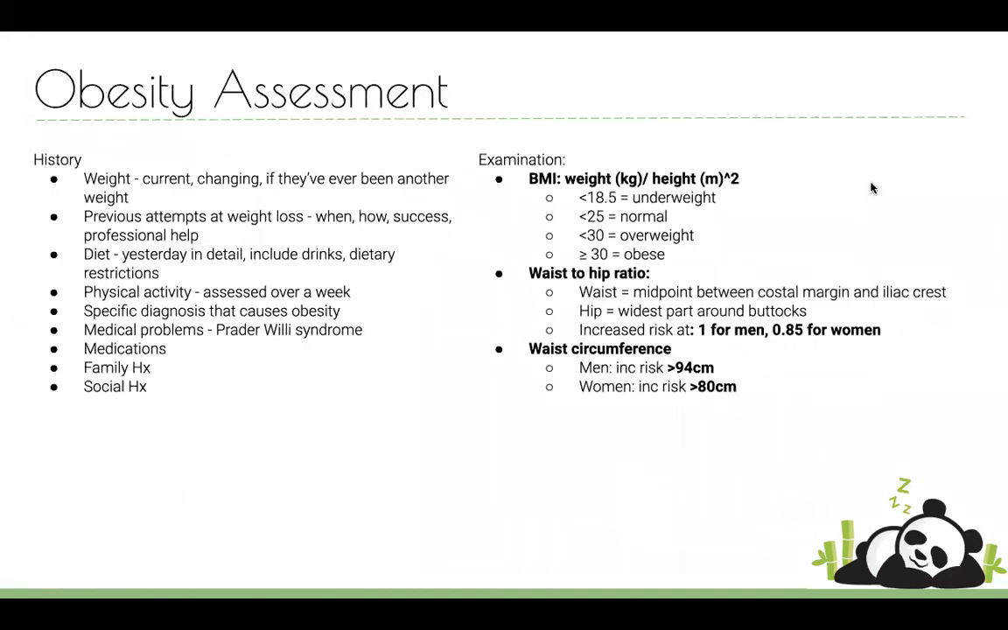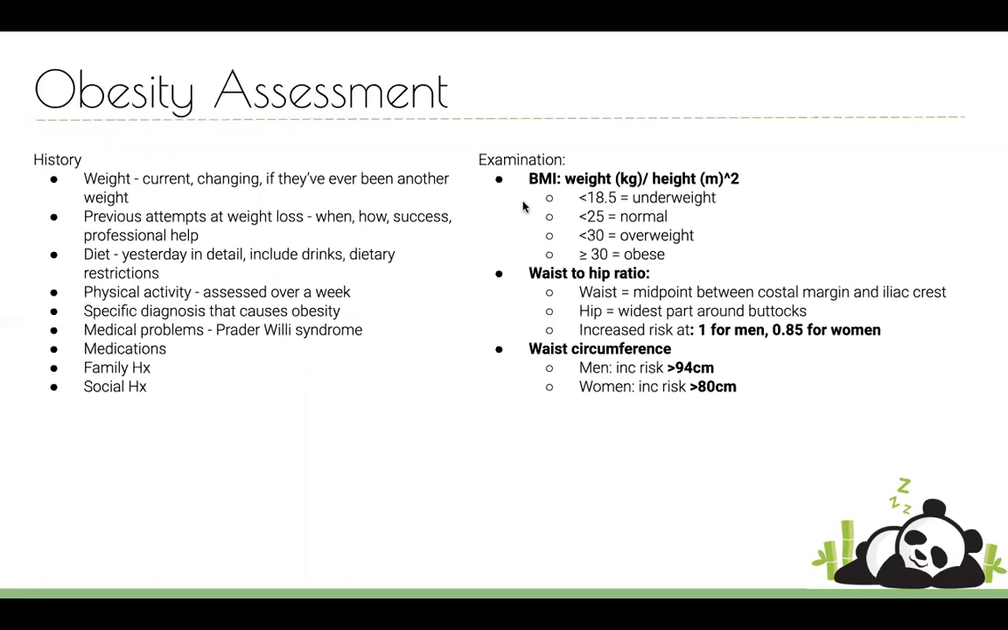Other than that, you can have an OSCE, if you have OSCEs, on an obesity assessment. So if they ask you to take a history, make sure you talk about weight, their current weight, whether it's changed, whether they've ever been another weight and that's changed recently. Previous attempts at weight loss, when it was, how successful, did they get professional help? Diet, so you need quite a detailed diet history. Yesterday in detail, include drinks, dietary restrictions, and then assess physical activity over a week. And then ask about your usual history, so any medical problems, specific diagnoses, medications, family and social history.